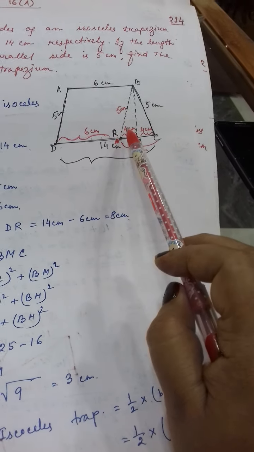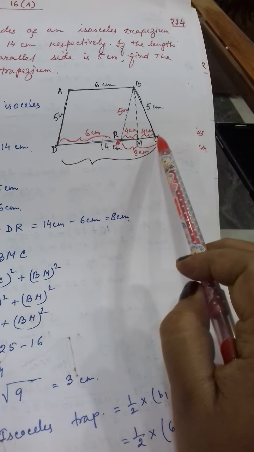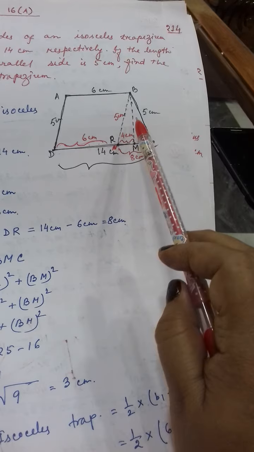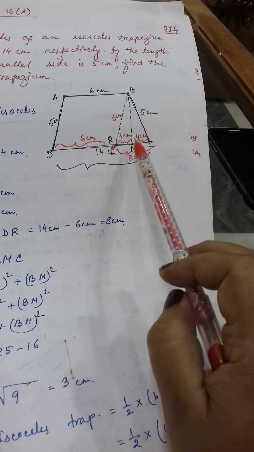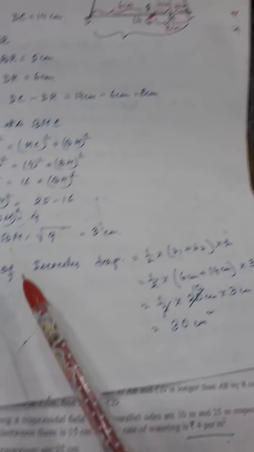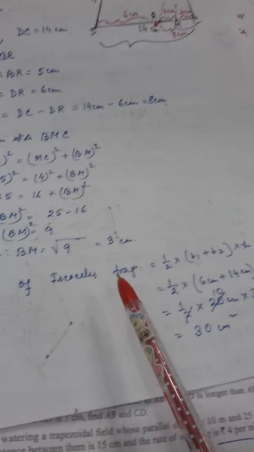Clear? This imaginary line you have to draw, then you have to find out the right angle triangle, and next you have to find out this altitude, median, BM. Clear? So after getting that, now you find out the area of the isosceles trapezium.